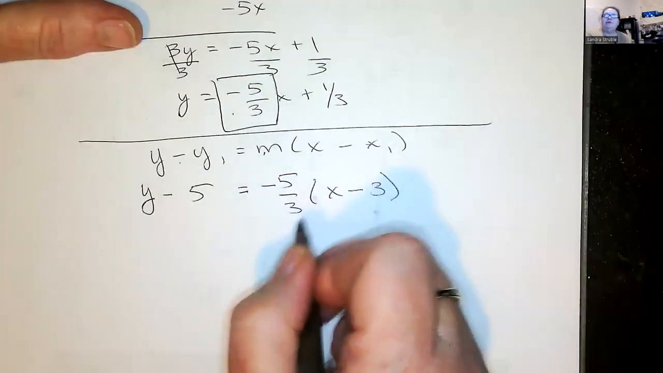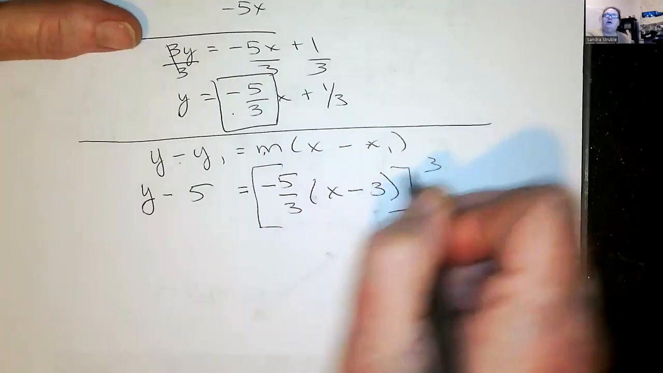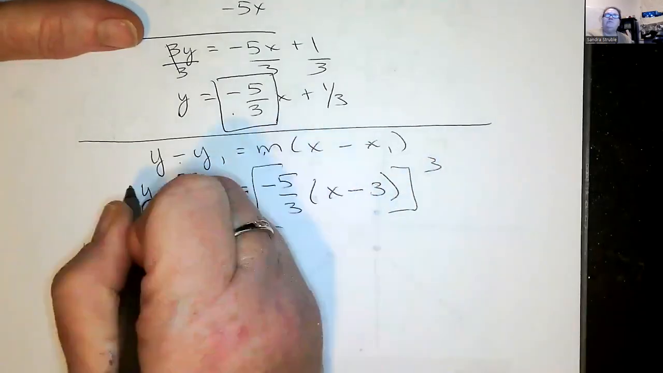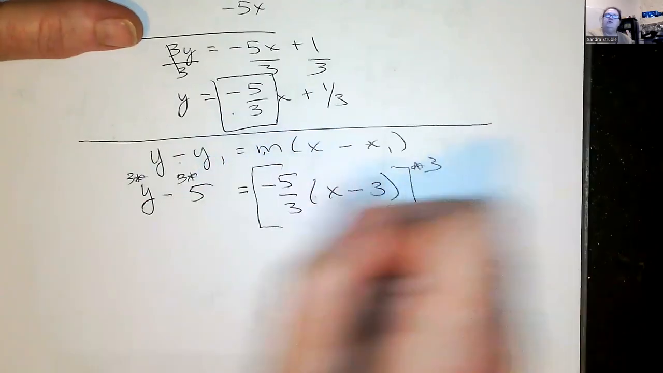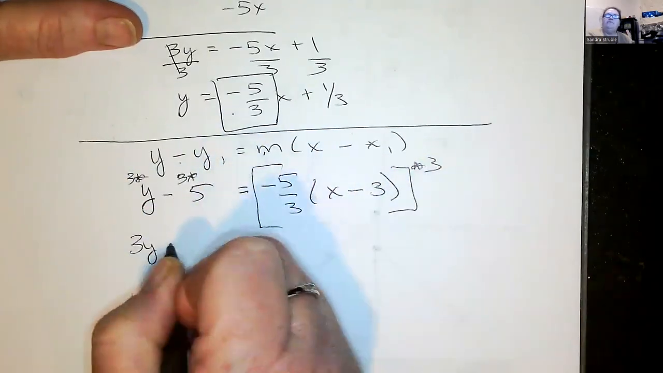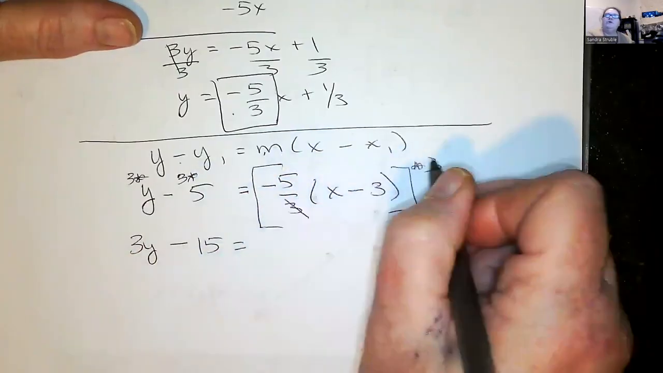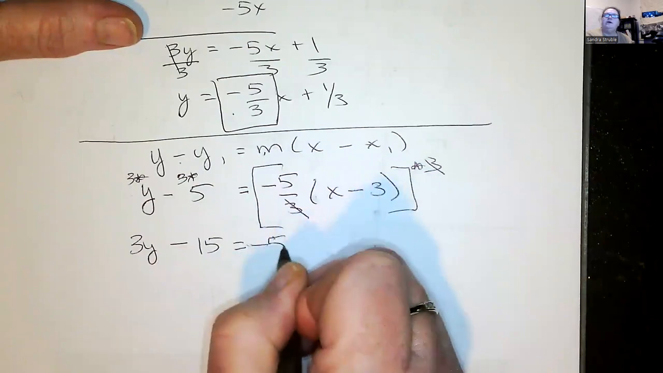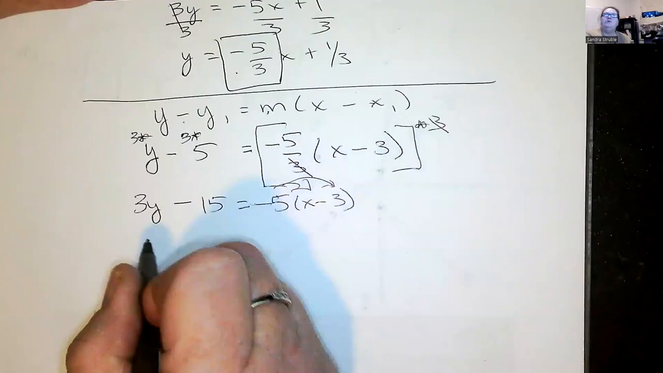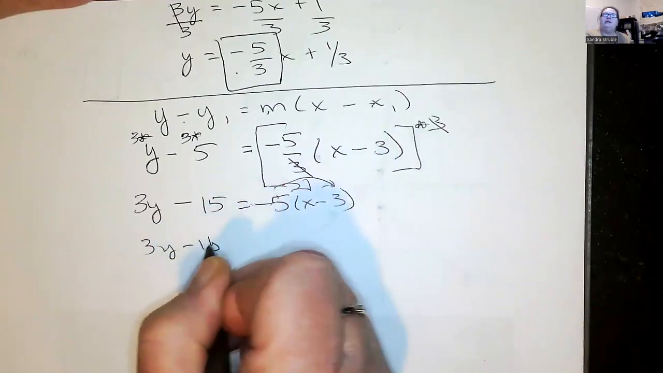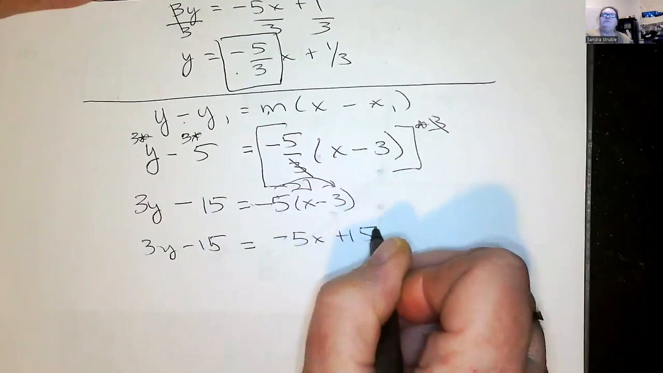Let's start by getting rid of this 3 here so that y'all don't have to deal with the fractional form of this. Multiply all your terms by 3. So 3y minus 15 is equal to, 3 is gone, I'm just going to rewrite the negative 5(x minus 3). Distribute that negative 5 over the binomial. We get 3y minus 15 equals negative 5x plus 15.